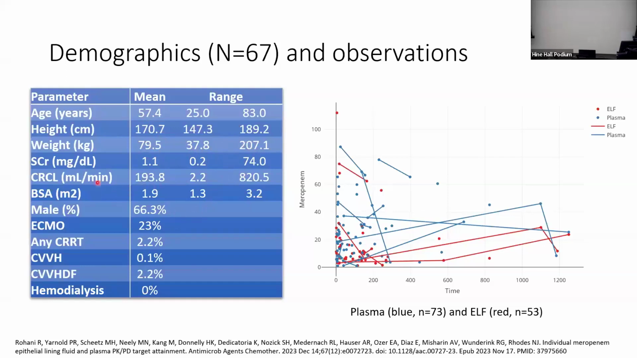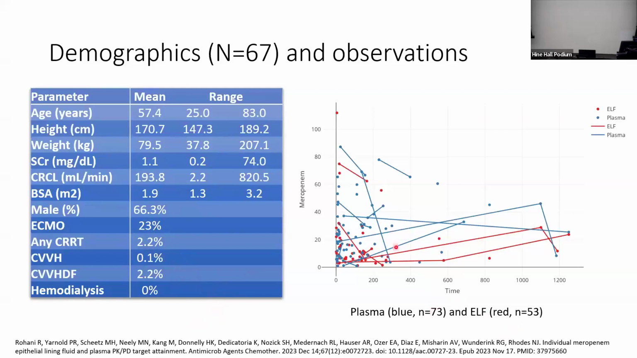We saw that the creatinine clearance was estimated by Cockcroft-Gault methodology, and we see quite a wide range in serum creatinines, with a number of these high creatinine clearances being driven by very low serum creatinines of around 0.2. We see that ECMO was relatively prevalent, around 23% of our patient population, and renal replacement, we saw around 2% of these individuals at baseline. But this obviously is a dynamic variable and can change throughout the course of their dosing.